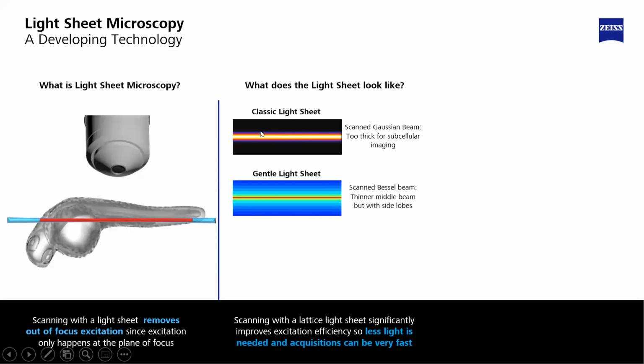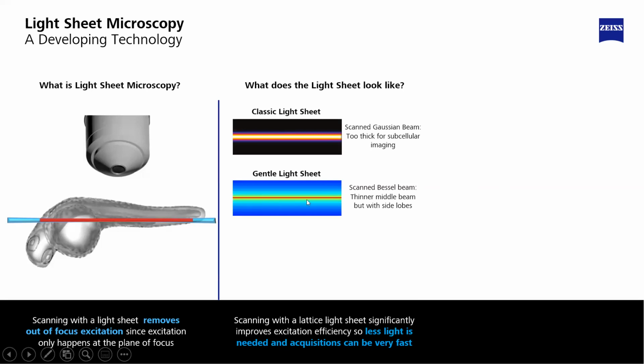However, these really classic Gaussian light sheets are usually too thick to be able to visualize subcellular dynamics. So they're physically too large to be able to see things at a subcellular resolution. So an alternative to your classic Gaussian light sheet is to create a Bessel beam. And this scanned Bessel beam can produce a much thinner middle beam.